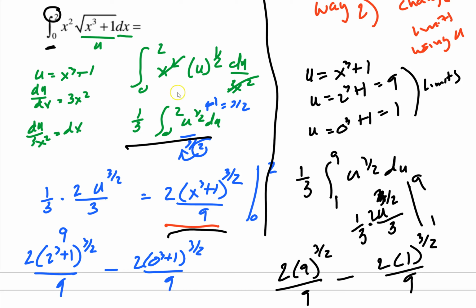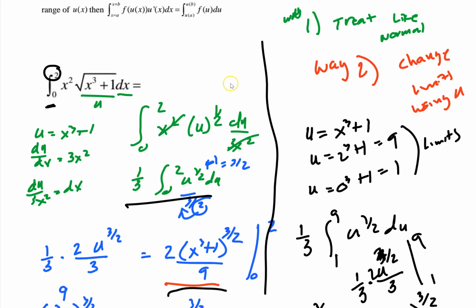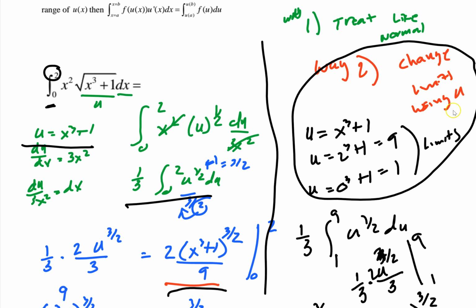But the thing I do care about is that something IB might ask you is how to change your limits. And that's how you change your limits. Changing your limits is easy. If you want to change your limits, just get your u value and plug the limits in. So the new bottom limit was, plug the 0 in, so it'll be 1. The new top limit, plug the 2 in, it'll be 9. That's what I want you to care more about. So I don't care which way you do it, but if they ever ask you to change the limits, you should know how to change the limits. Just plug it into the u. Easiest way to change limits.